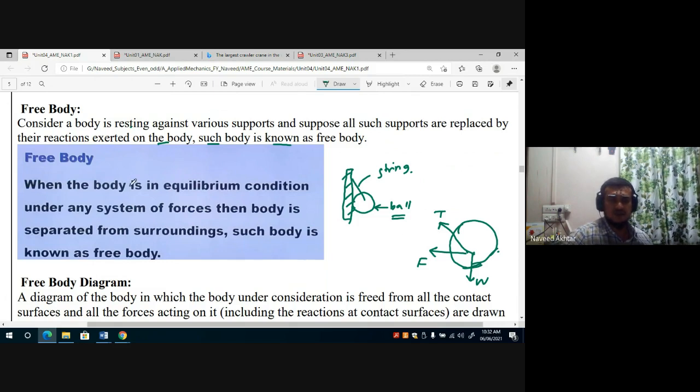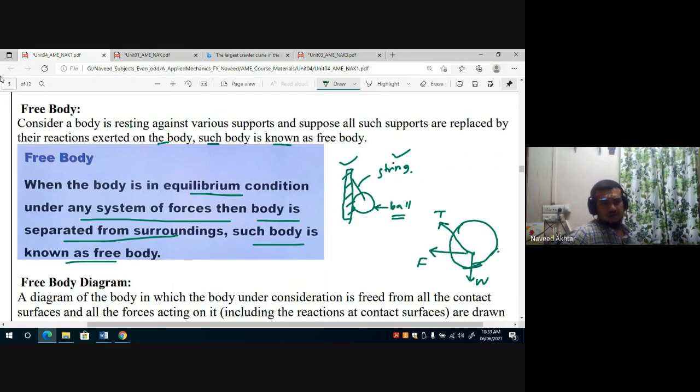Free body is nothing but a body in equilibrium under any system of forces, when the body is separated from the surroundings. Such a body is known as a free body. The surroundings here mean the string and wall; when you replace or remove them, that body is called a free body.